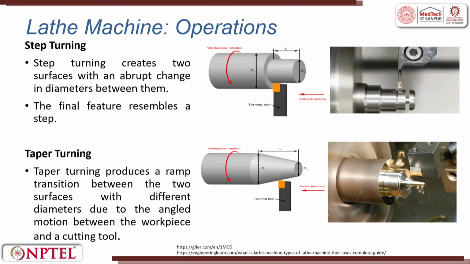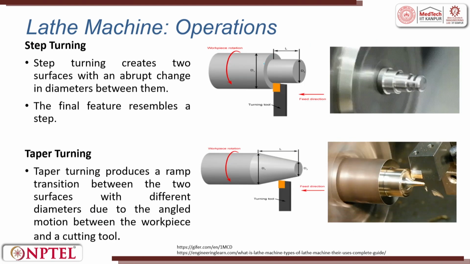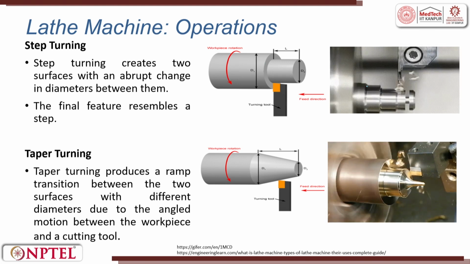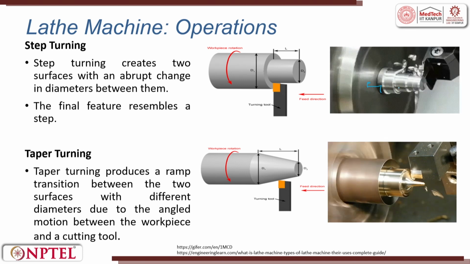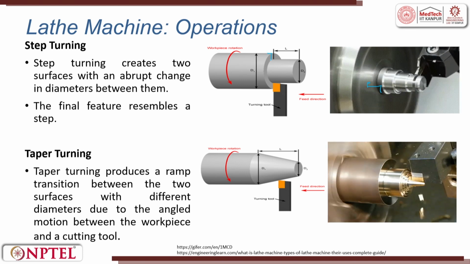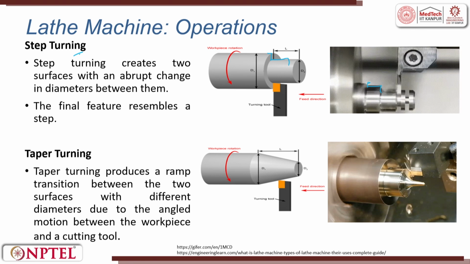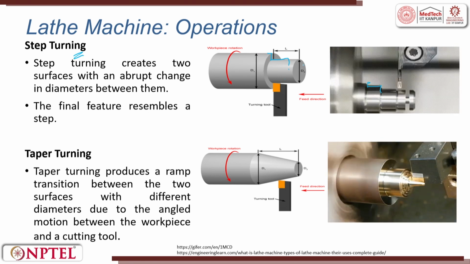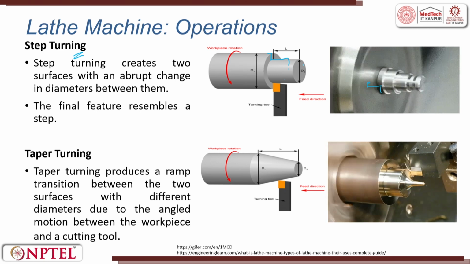This is step turning. Step turning is when you want to have multiple diameters on the same shaft; each one looks like a step which is created. So this is a step. This is called step turning. It is reducing the diameter to two different diameters on a single shaft.